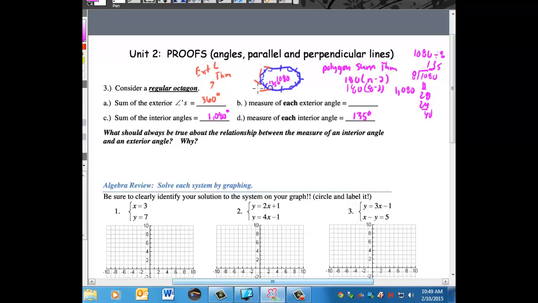And then they're asking for the measure of each exterior angle. Well, again, it forms a linear pair. So since we have 135 here, I can put 45 degrees on the outside. And so I have 45 degrees.